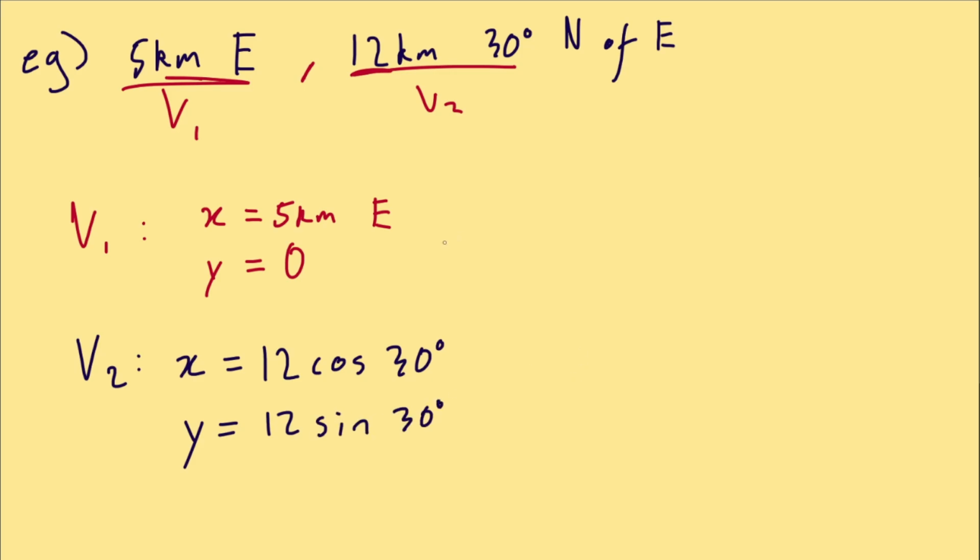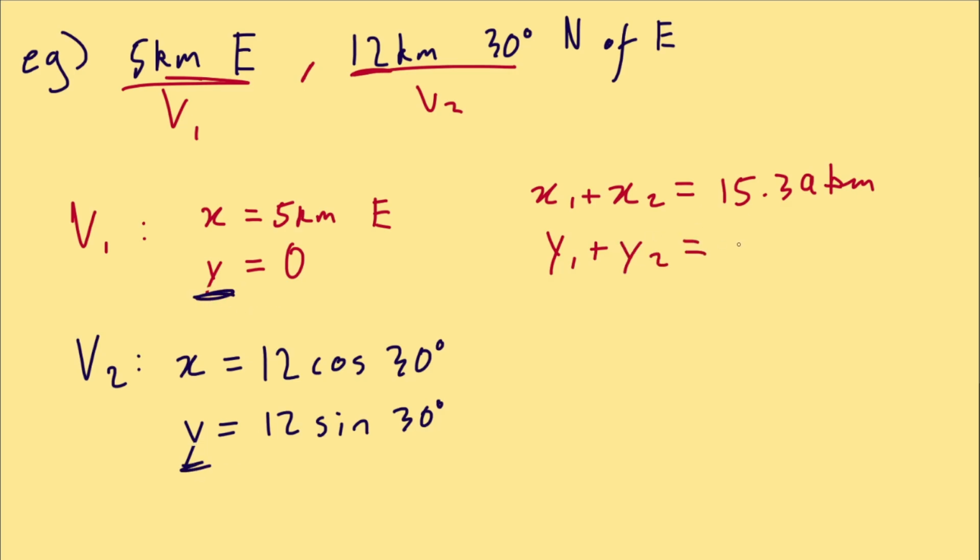Now we just have to add up all the x's and all the y's. Now let's start with the x values. So x1 plus x2, when you put it into a calculator, you get 15.39 kilometers. Now y1 plus y2, these two guys, is equal to 6 kilometers.